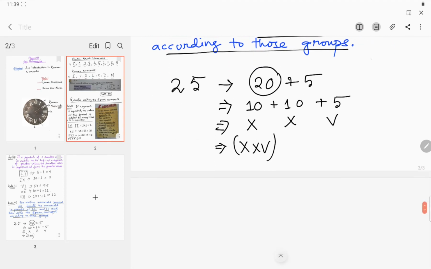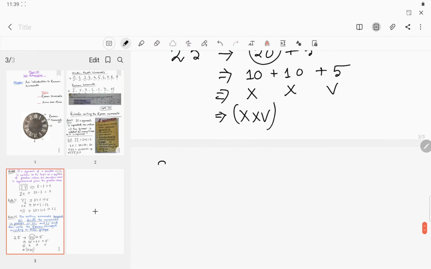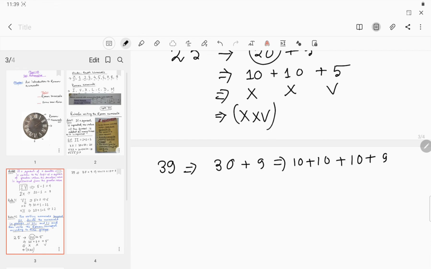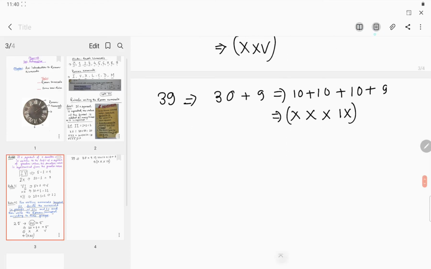Now, how to write 39? 39 means 30 plus 9. That means 10 plus 10 plus 10 plus 9. That means X, X, X, and 9 means IX. So this is the Roman numeral of 39.